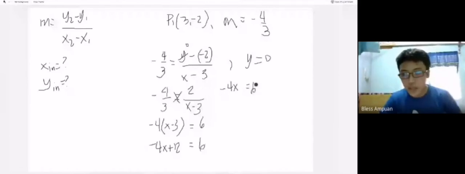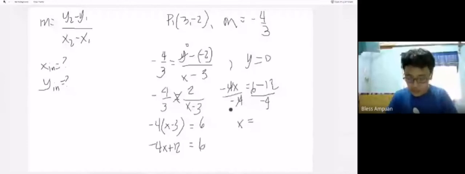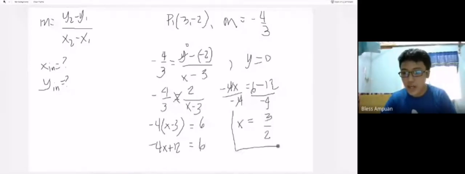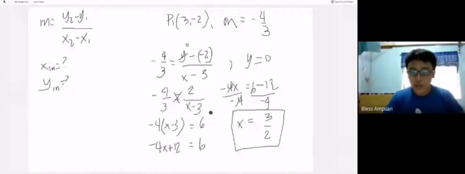So therefore, if we are going to solve for x, with negative 4, let's divide all sides by negative 4. So cancel, and x will be equal to 6 minus 12 divided by negative 4, which is 3 halves. So this is already our x-intercept. Our x-intercept is 3 halves.